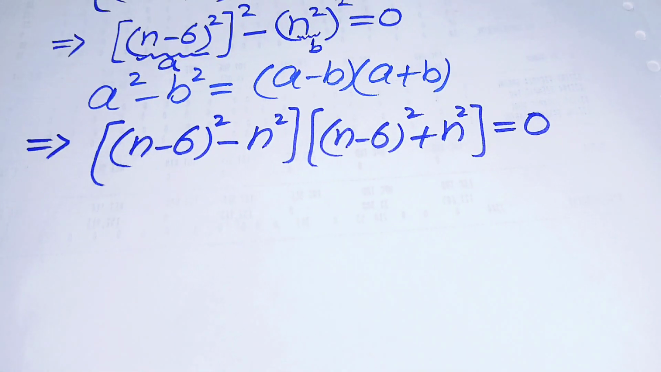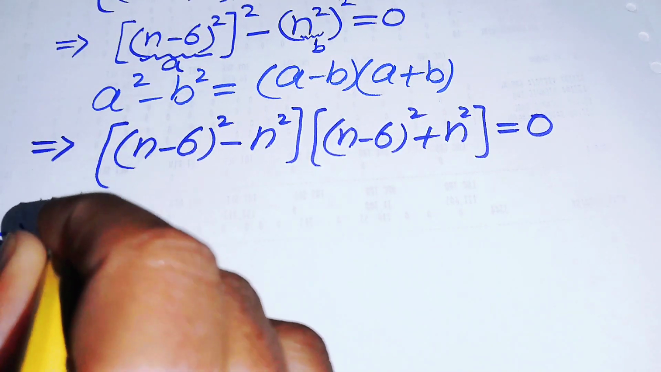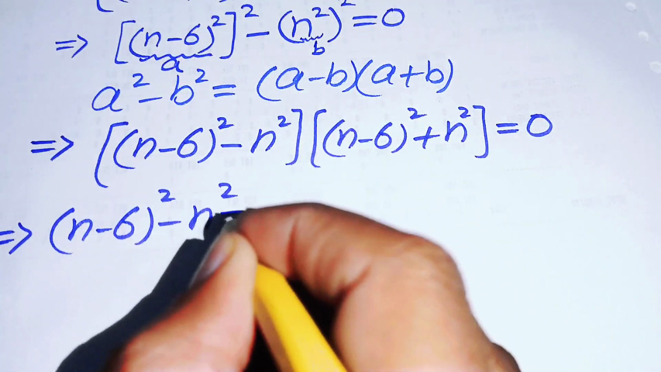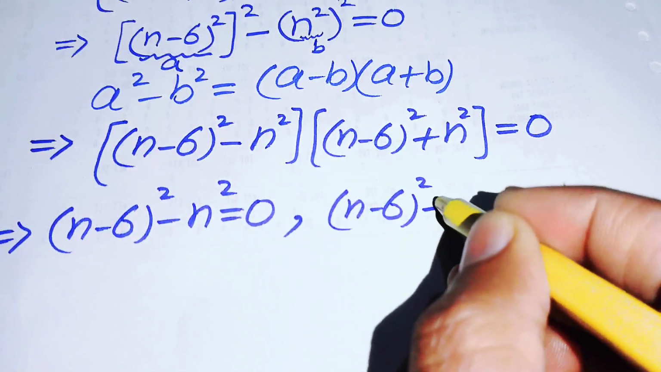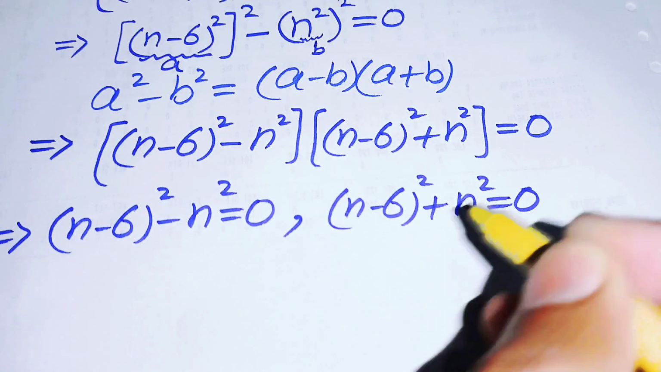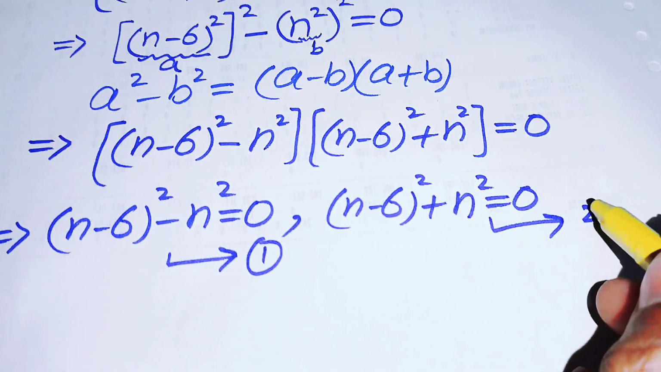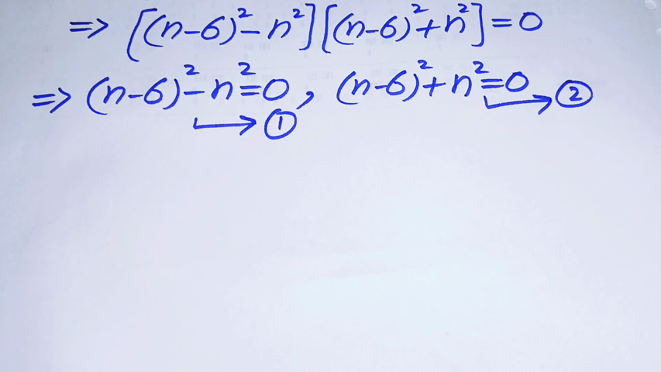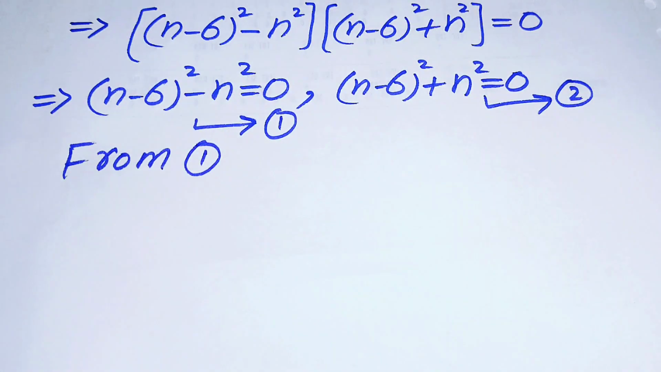So here we have two cases. Our first case is we take the first factor equal to 0, which is (n - 6)^2 - n^2 = 0, and the second factor is (n - 6)^2 + n^2 = 0. Here we call this equation number 1 and this equation number 2. Now we solve these two equations one by one. First we focus on equation number 1, and here we find the values of n.